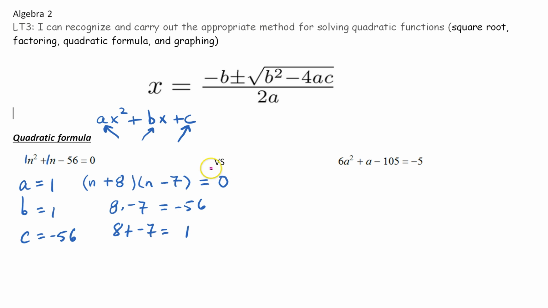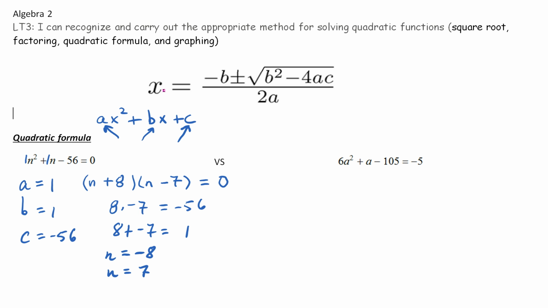So if it's easily factorable, we can jump right to the solutions. n equals negative 8, n equals 7, and we're done. We don't have to actually go through all the computations of the quadratic formula. But not all quadratics are factorable.